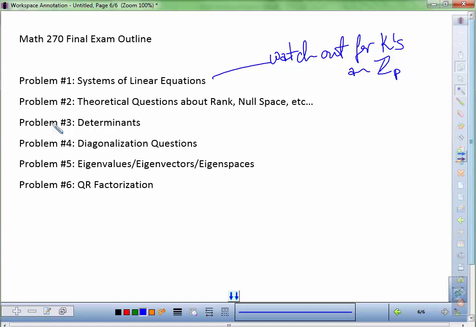All right, the third question would be on determinants. What's the biggest determinant we'll be doing? I think I have a 7x7 matrix.